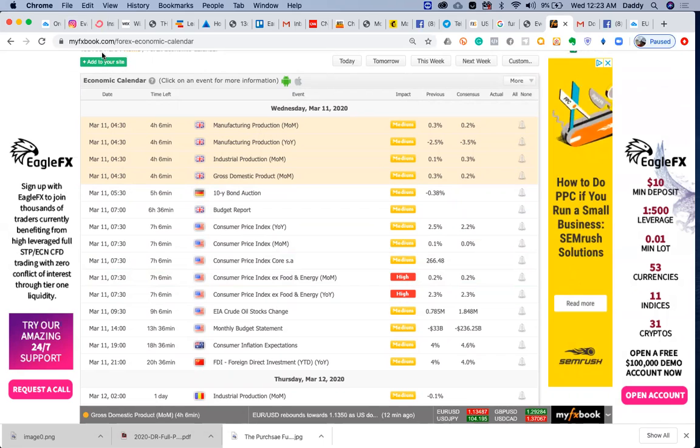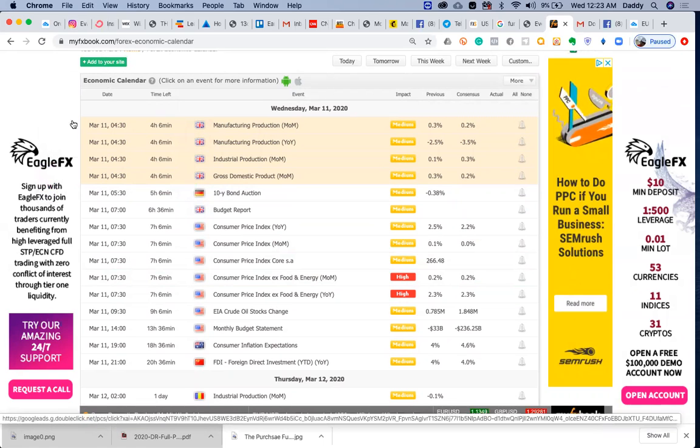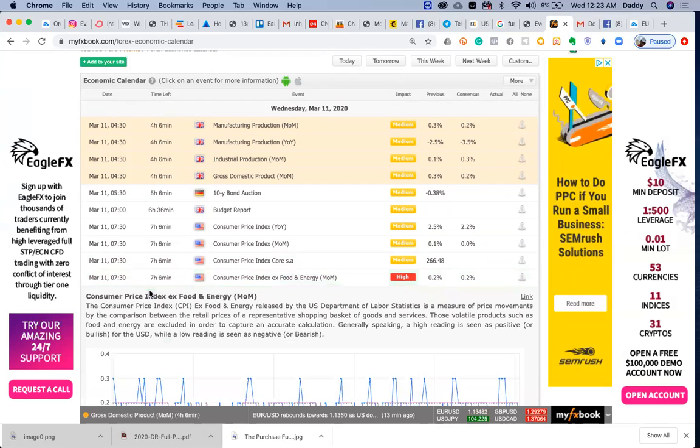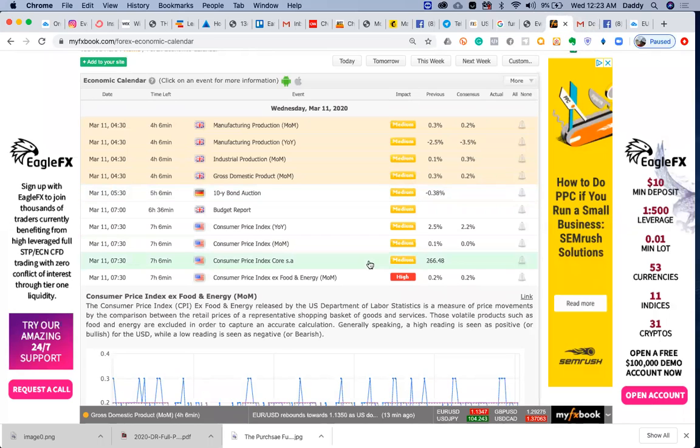You're going to come in here, economic calendar, okay? And then, for example, you see this here, high. You're going to click and read about that. It says, generally speaking, a high reading is seen as positive or bullish for the US dollar, while a low reading is seen as negative. So what they're telling you is this.